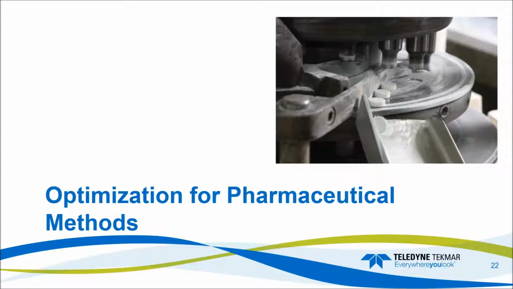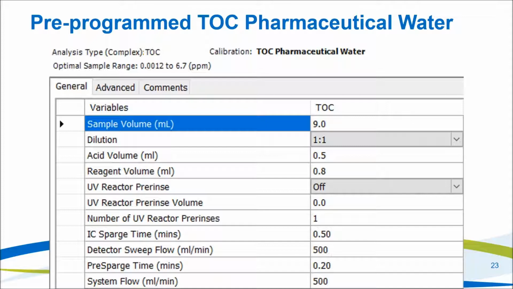All right, now that I talked about that, let's talk about how to optimize the Fusion method for pharmaceutical applications. Okay, so here, the Fusion has pre-programmed pharmaceutical methods, including TOC, TC, TC minus IC, and IEC methods. And it also has pre-programmed Japanese pharmacopoeia methods. So here you have a typical pharmaceutical method.